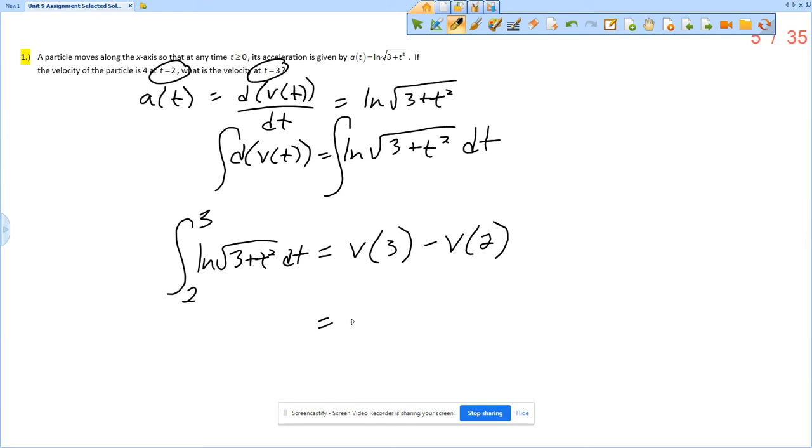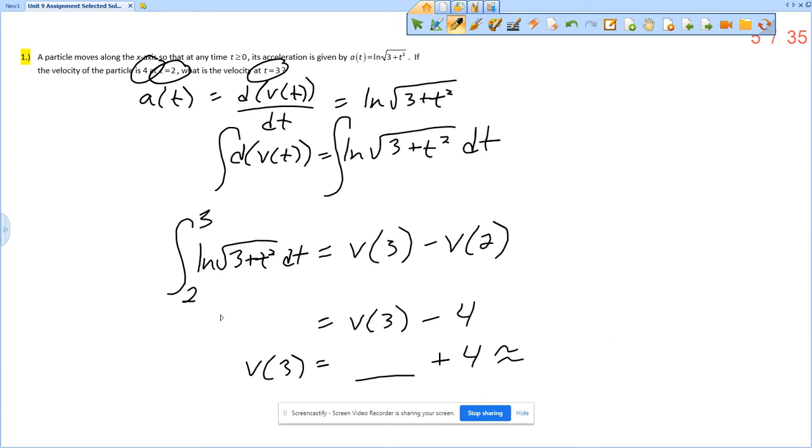All right. We want to know V of 3, and we know that V of 2 is 4. And so once we do that calculation, we have a relatively easy equation to solve. So I'm going to leave this blank for a second. But in order to solve for V of 3, we're going to take that calculated value and add 4 to it. And that's going to get us the approximate velocity at 3.